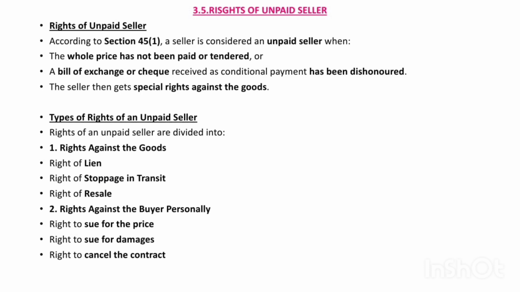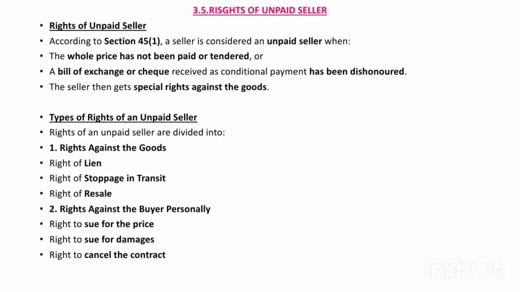Now let's see the types of rights of an unpaid seller. First one is right against the goods. These are rights over the physical goods even if property has passed to the buyer. Next is right of lien. That means the seller can keep possession of goods and refuse delivery until paid. Next one is right of stoppage in transit. If goods have left the seller but not reached the buyer and the buyer becomes insolvent, the seller can stop the goods midway. Third one is right of resale. In some cases, the seller can resell the goods to another person and claim from the original buyer.